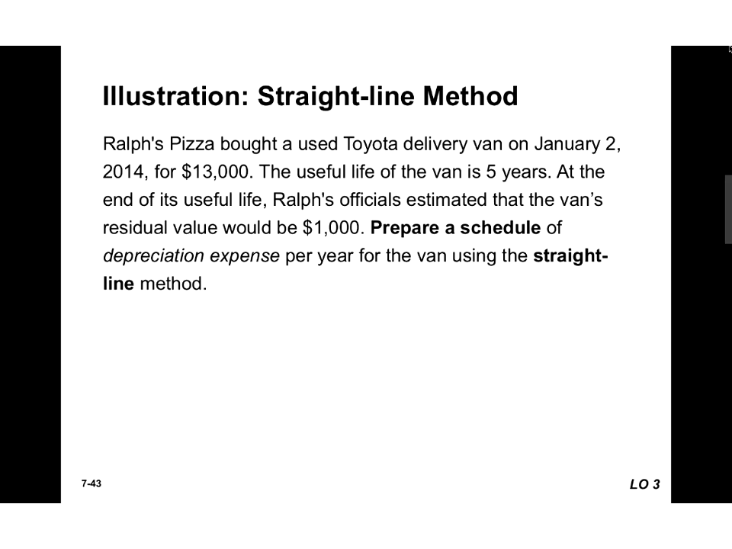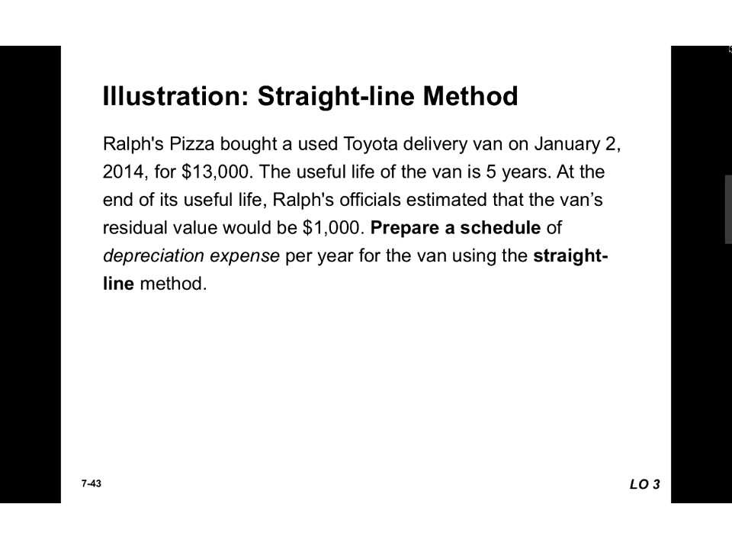So the top one should say straight line method. Ralph's Pizza bought a used delivery van on January 2nd, 2014 for $13,000. January 2nd is treated just like the first of the year. Depreciation is done on a monthly basis. So January 2nd, that counts as a whole month for January. We don't do depreciation on a daily basis. Okay, the useful life of the van is 5 years. At the end of its useful life, Ralph officials estimated the van's residual value would be $1,000.